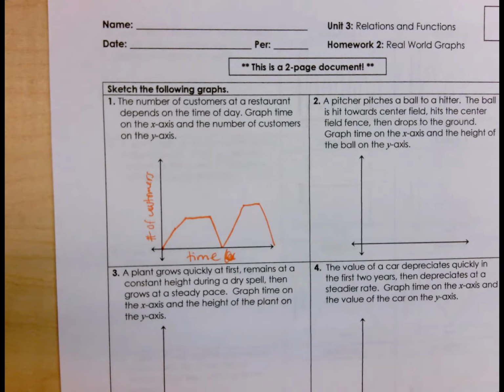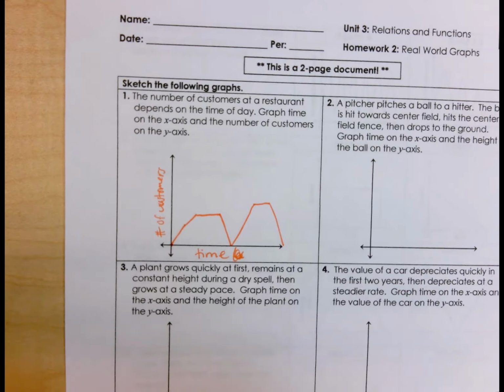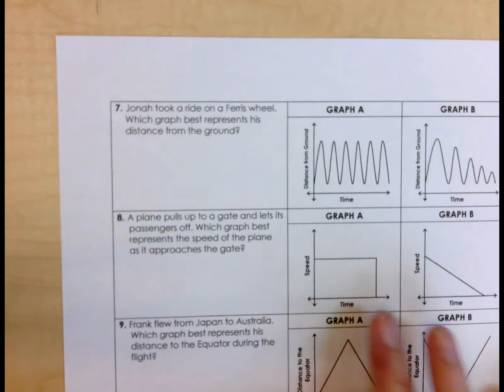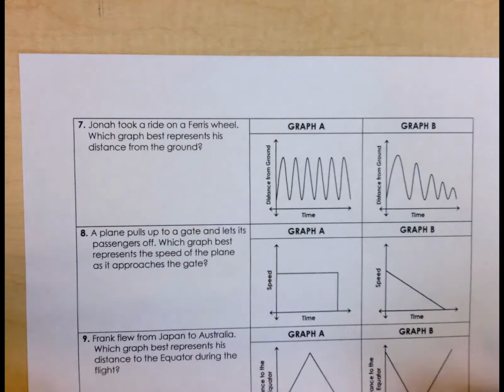Okay, so just give me an idea of what that graph is going to look like as the day goes on. Okay, and so just think about that and draw a graph that would match. Alright, okay, and then number 7 on the back, you're just choosing which graph makes the most sense.